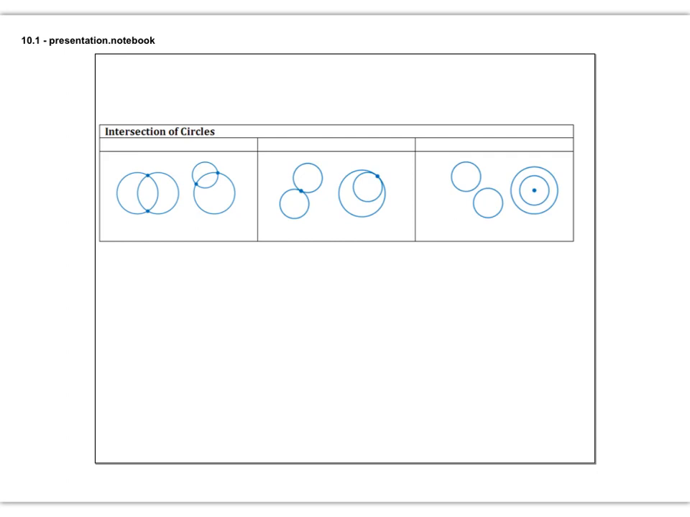Take a look here. You can see in this first little box on the left that these circles intersect each other. And these particular circles have 2 points of intersection. Meaning they intersect in one spot, 2 spots. The next box, you can see they have 1 point of intersection. And finally, this last box, there aren't any points of intersection. So no points of intersection.